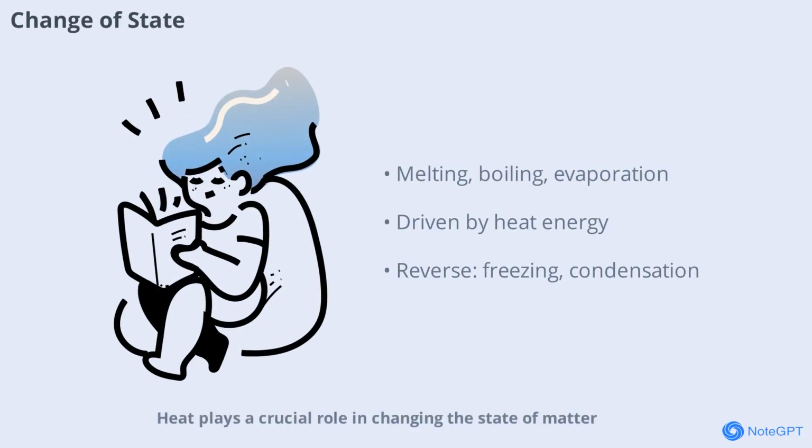Heat plays a crucial role in changing the state of matter. When a solid is heated, it can melt into a liquid, and further heating can turn the liquid into a gas. These changes, melting, boiling, and evaporation, are all driven by heat energy. The reverse processes like condensation and freezing involve the removal of heat.